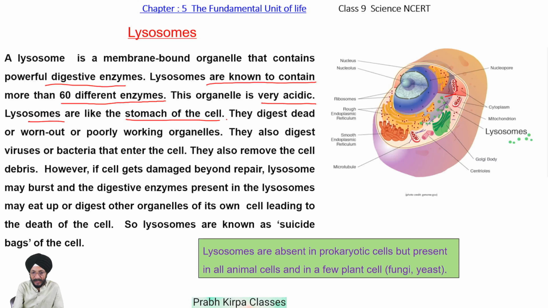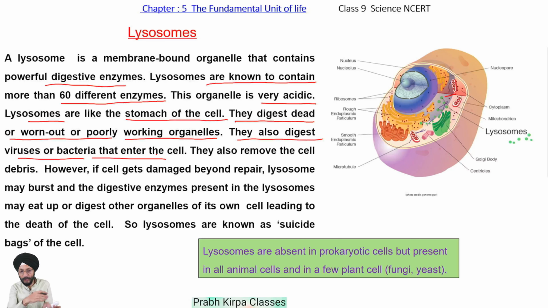Lysosomes are like the stomach of the cell. What is their function? They digest dead or worn out or poorly working organelles. Any organelle which is not functioning properly or which is dead, the lysosomes will eat it, digest it. Lysosomes also digest virus or bacteria that enter the cell. If any bacteria or virus enter the cell, lysosomes will digest it. Lysosomes also remove the cell debris. Debris means wastage.